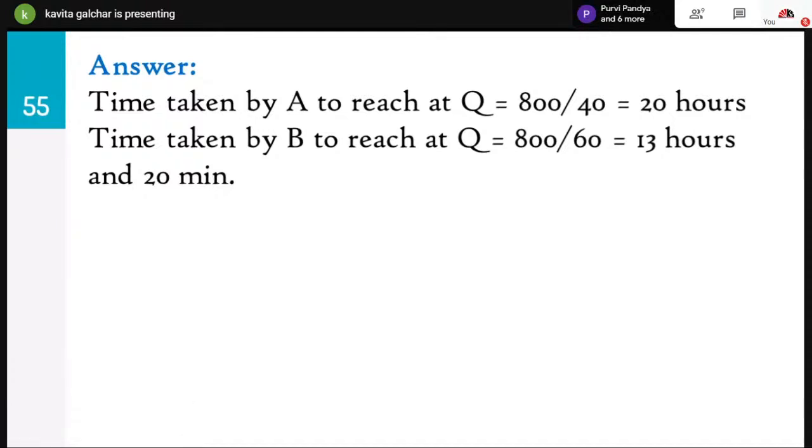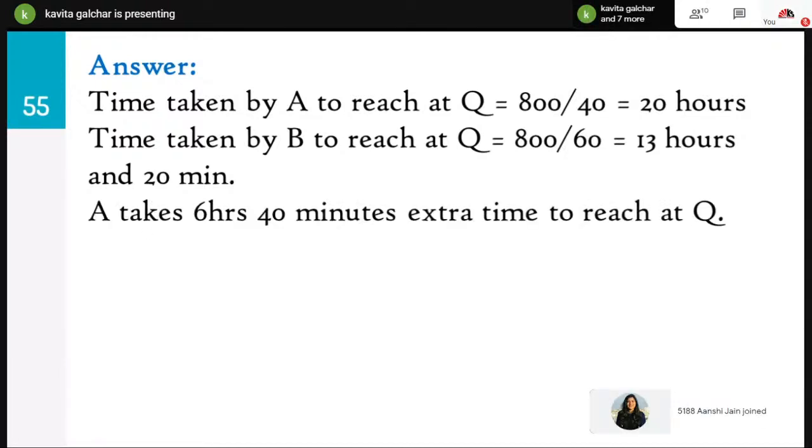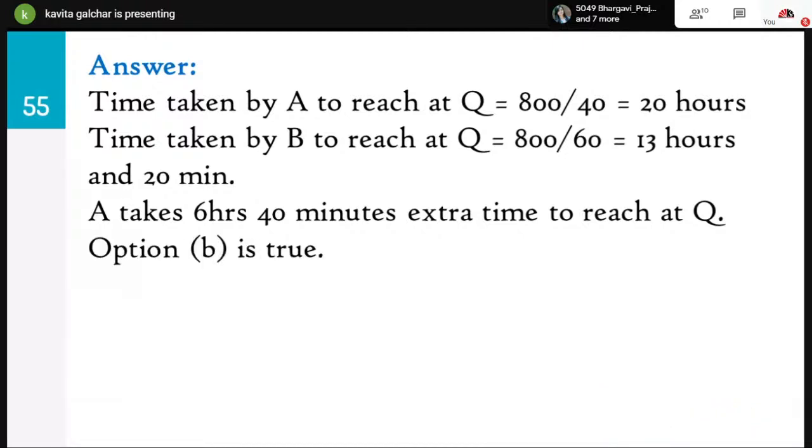And the time taken by B is distance upon speed. Distance is 800 and speed of B is 60. Therefore, the time taken by B is 13 hours. The difference between them would be 6 hours, 20 minutes. This is my answer. So option B is true.